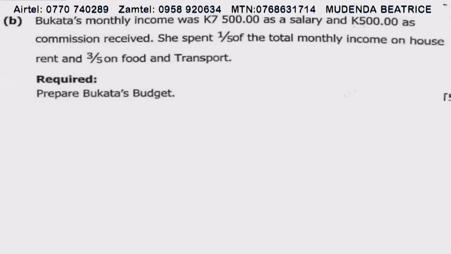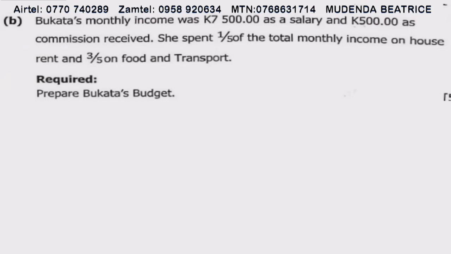Okay, we come to question 3B. So question 3B was as follows. Vukata's monthly income was 7,500 as a salary and 500 kwacha as commission received. She spent 1/5 of the total monthly income on house rent and 3/5 on food and transport. Okay, so the expenditure here are given in form of a fraction. So what we are required to do is prepare Vukata's budget.